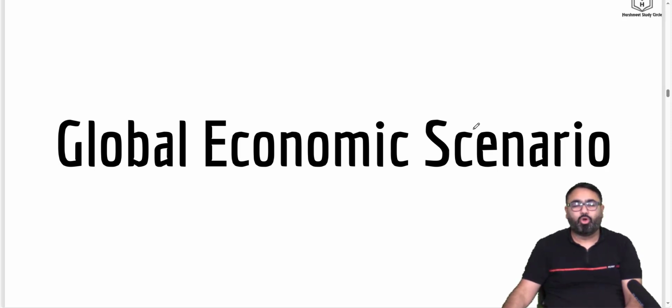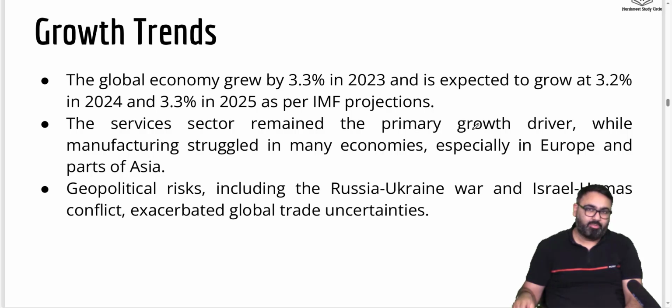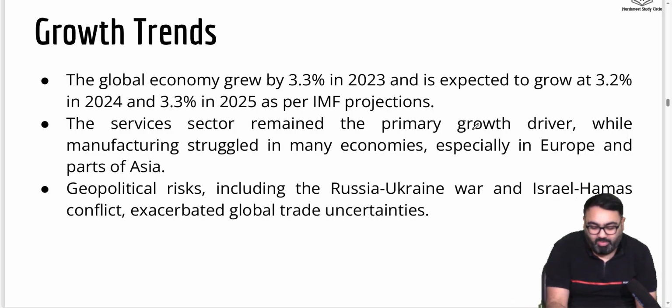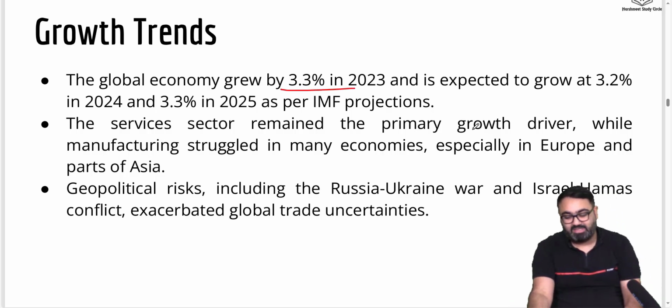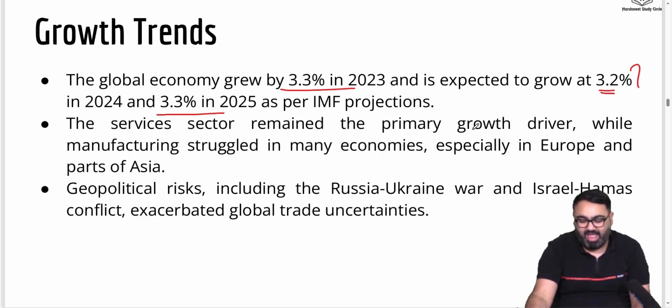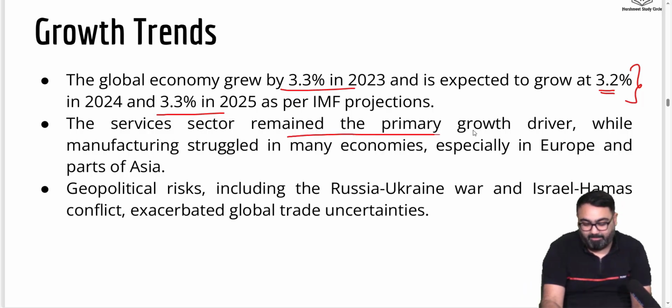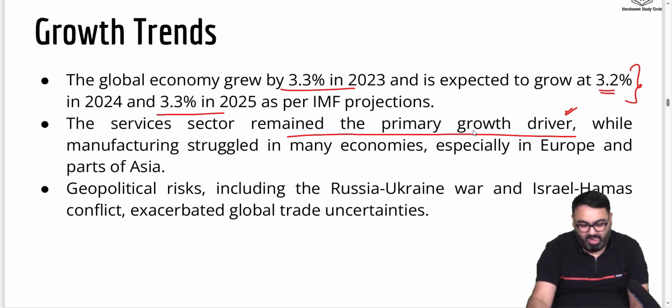Let's first talk about the global economic scenario. This is what the survey's first chapter talks about. It says that if you look at the world economy, in 2023, the global economy grew by 3.3%, expected to grow at 3.2% in the current year, 2024. Next year's IMF projection is 3.3%. Again, all these are IMF projections that the survey quotes. The survey says that services will be the main growth driver.